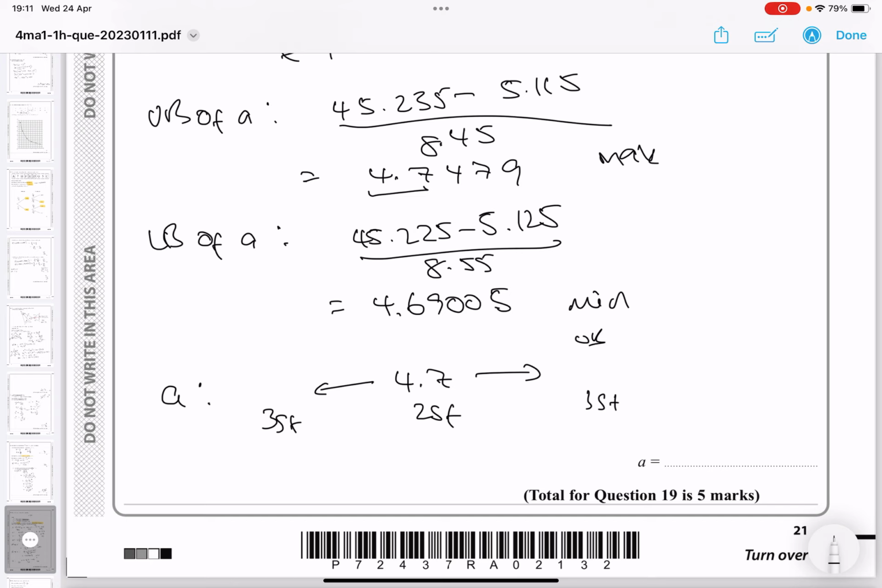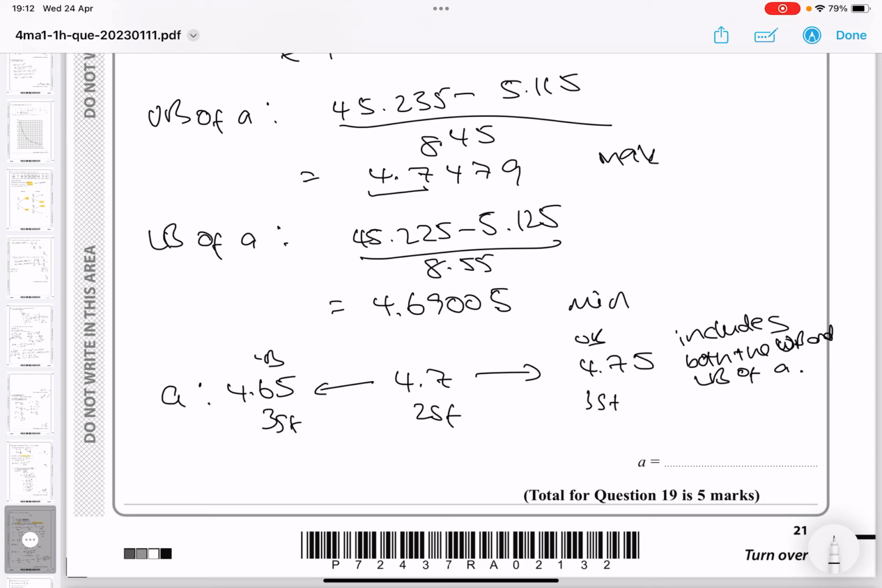So the max upper bound will be 4.75 and the lower bound will be 4.65. Now, if we take a as 4.7, we have to make sure that the upper bound and lower bound of a are included in this maximum and minimum. So 4.7479 is less than 4.75, so yes, that's included. And 4.69005 is greater than 4.65, so that's included. So A is suitable because it includes both. Make sure you write reasoning for why you think 4.7 is the answer: it includes both the upper bound and lower bound of A.